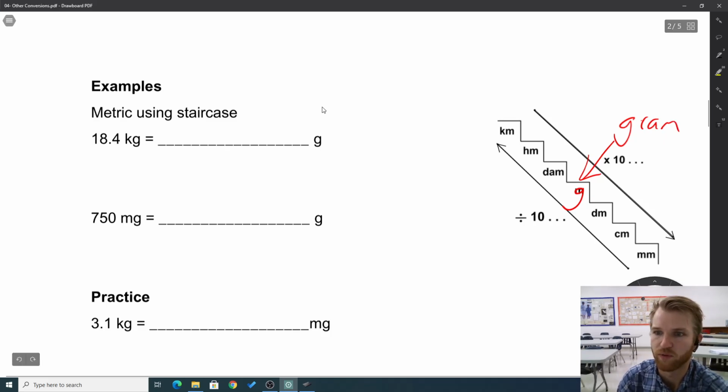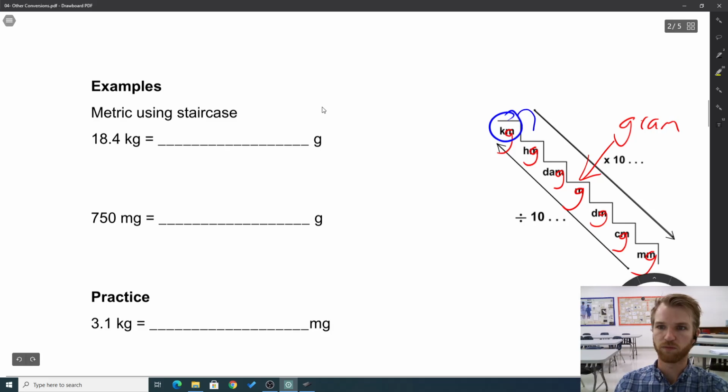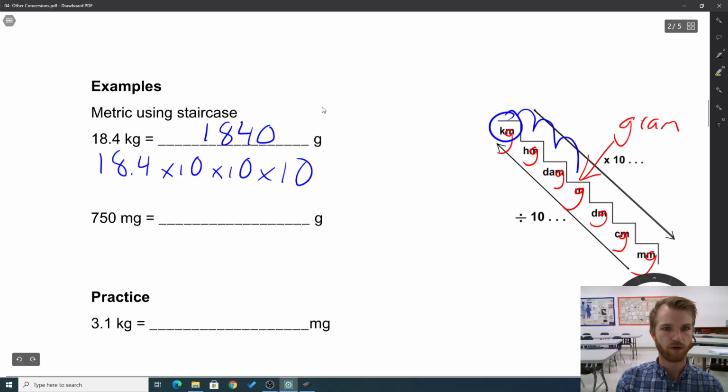So then going down, we would have decigrams and centigrams and milligrams. Going up, we'd have decagrams, hectograms, and kilograms. But the process works the exact same. 18.4 kilograms to grams. We're starting with kilograms and going down to grams. 1, 2, 3 steps down. Each step down, we're multiplying by 10. Right? Times 10, times 10, times 10. So this just becomes 18.4 times 10, times 10, times 10. So 18,400.